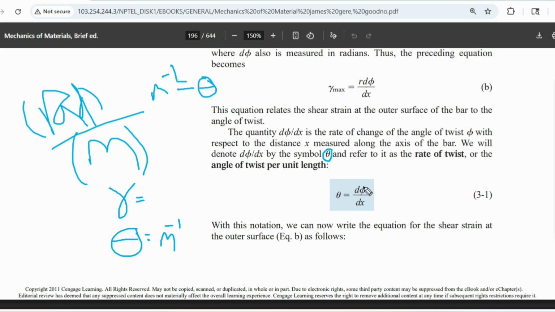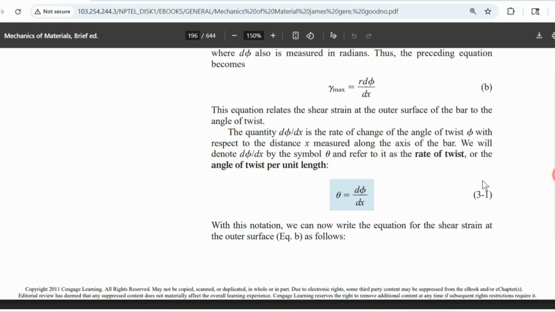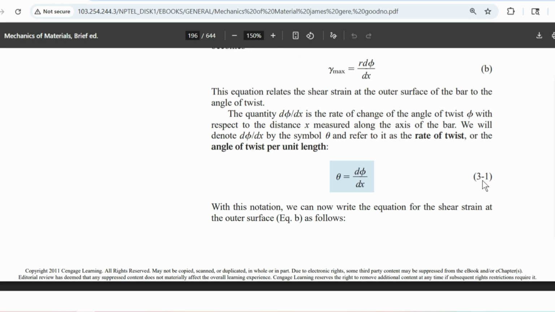All right, and it refers to it as the rate of twist. It's a differential equation, and they do use the word rate. Rate doesn't have to mean time at all. Okay, hell yeah, I was just kind of worried about that. All right, rate of twist, or the angle of twist per unit length. With this notation, we can now write the equation for the shear strain at the outer surface as follows.